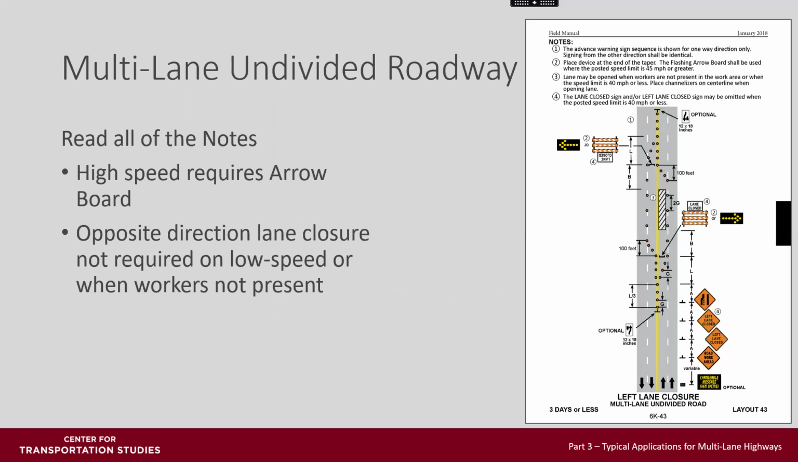This layout is for left lane closure on an undivided roadway. It shows taking additional southbound lane for the extra buffer space, not required on low speed or when workers are not present. It's always advisable to have that buffer space in the southbound lane to provide workers with an escape route if a vehicle intrudes into their workspace.